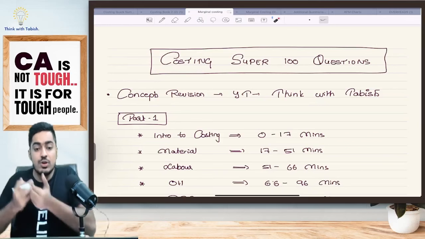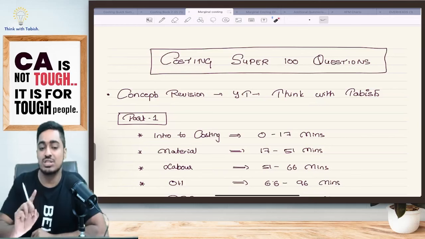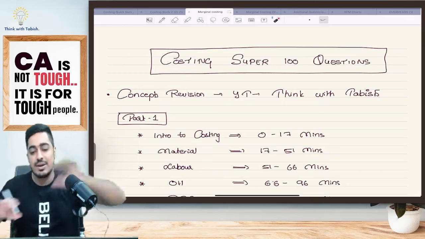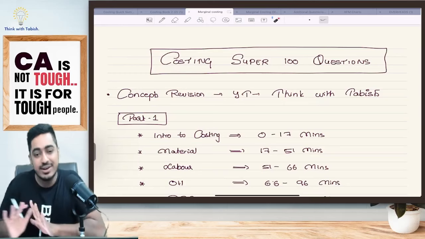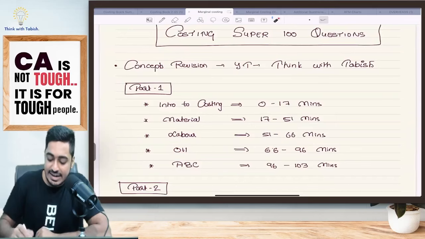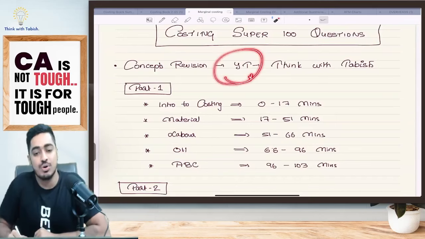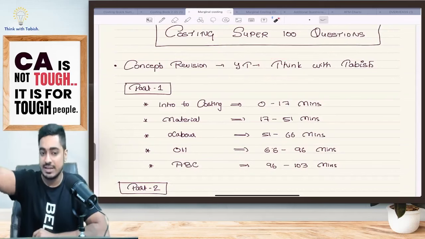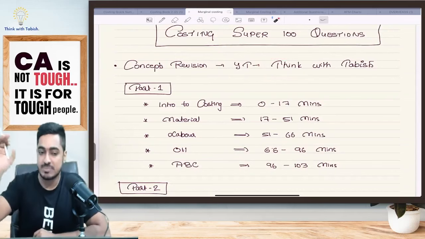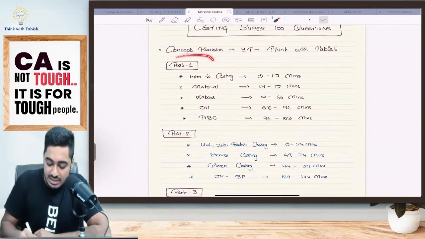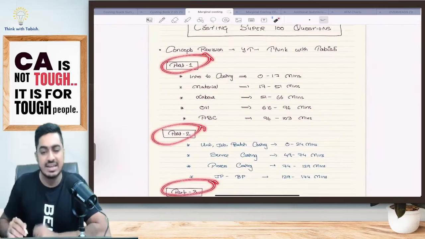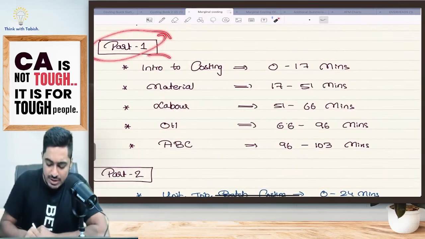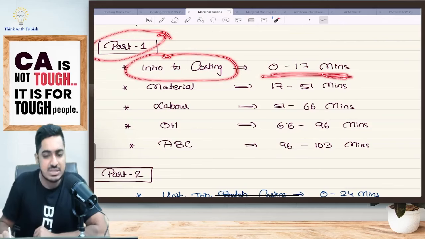Now, before we go into the question discussion, it is most important that we have an understanding of the concepts. If you have revised the concepts already, great. But if you have not, no issues. We have a detailed revision video on our YouTube channel, Think with Tabish. In the playlist called Costing Marathon Videos, the videos are in 3 parts. The detailed timestamp is given, but in part 1, you have the chapter Introduction to Costing.